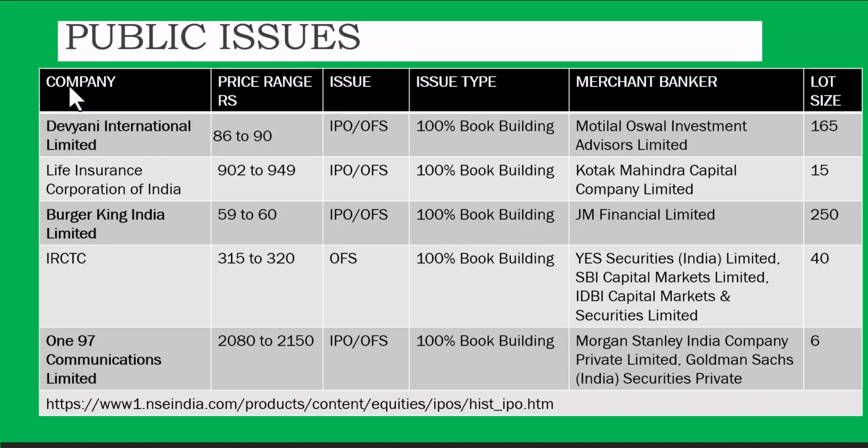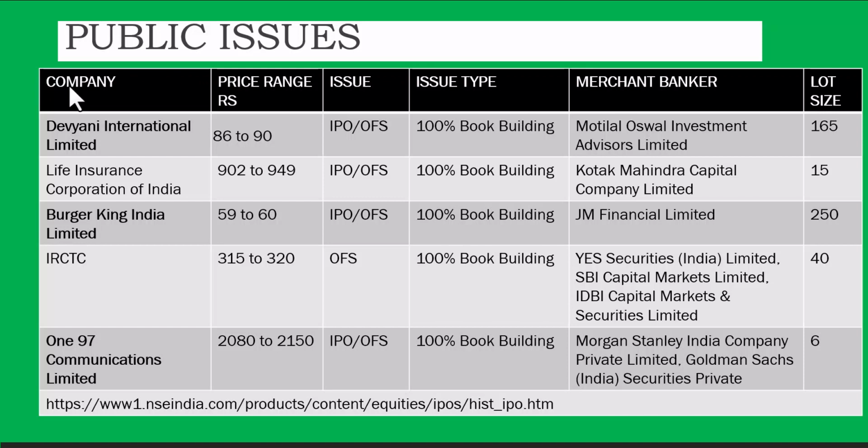Now, issue type 100% book building. Who were the merchant banker? Motilal Oswal. Lot size was 165. So every company has to decide about their lot size. This is the minimum a person can apply for the shares. Okay, 165 shares minimum. Then you can apply in lots.